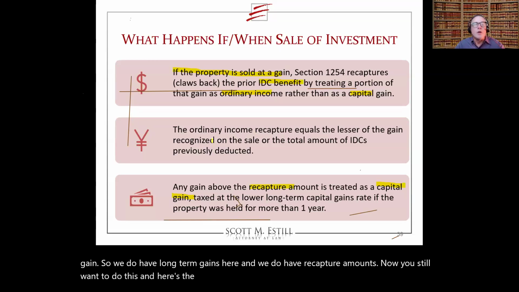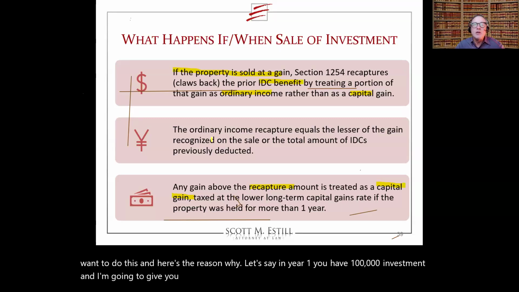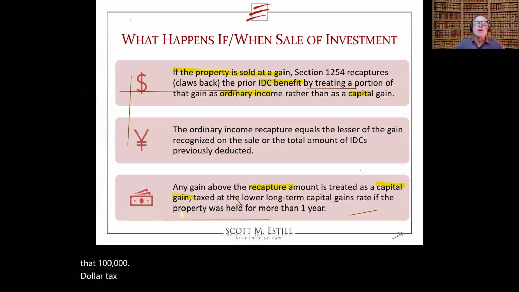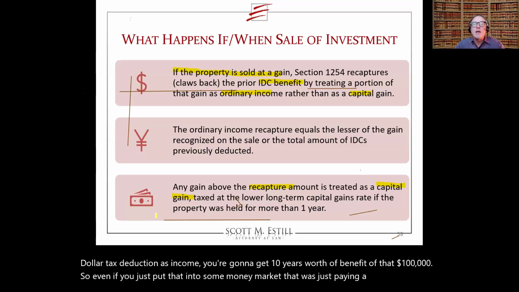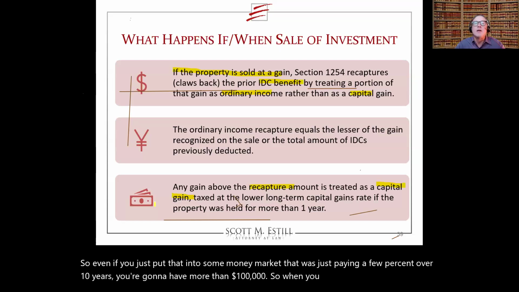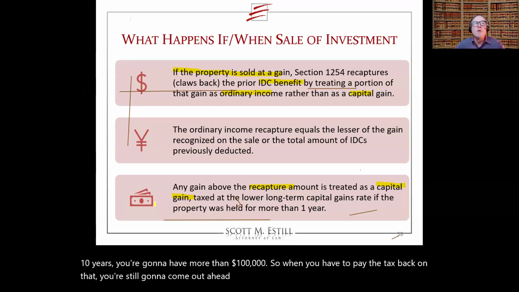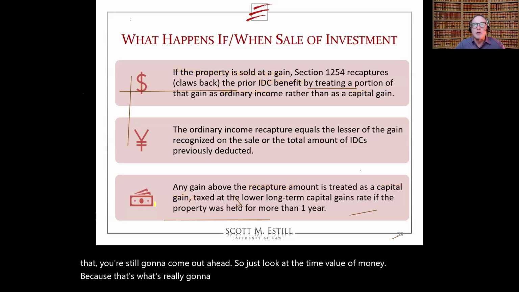Let's say in year one, you have a 100,000 investment, and I'm going to give you a $100,000 tax deduction. And then in year 10, you've got to report that $100,000 tax deduction as income. You are going to get 10 years worth of benefit of that $100,000. So even if you just put that into some money market that was just paying a few percent, over 10 years, you're going to have more than $100,000. So when you have to pay the tax back on that, you're still going to come out ahead. So just look at the time value of money, because that's what's really going to give us a lot of the bang for the buck here.